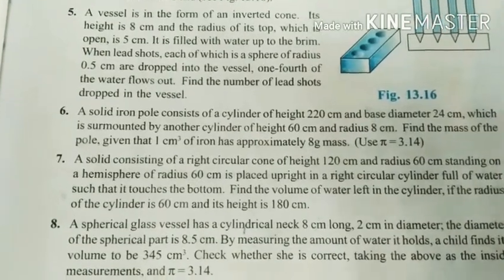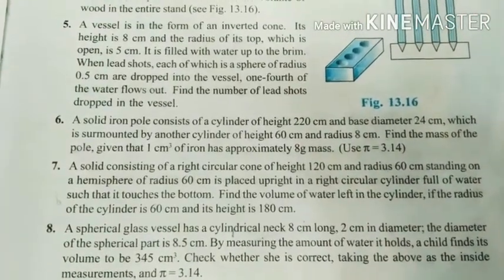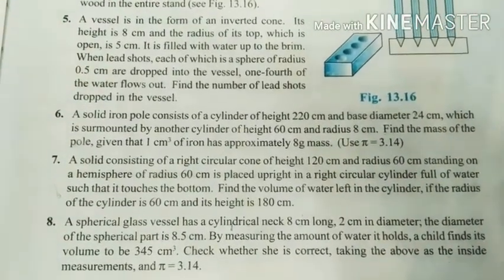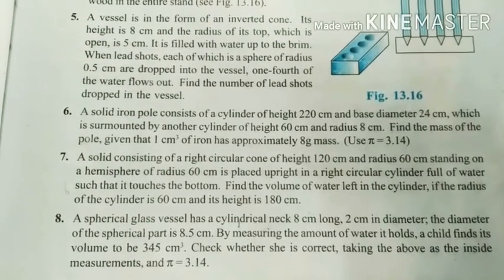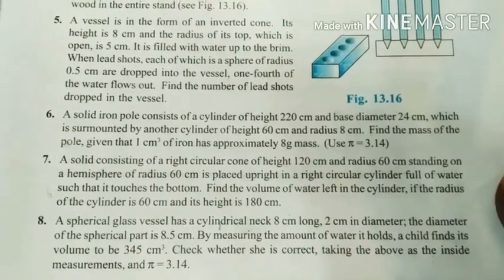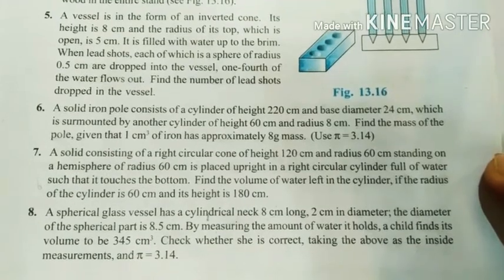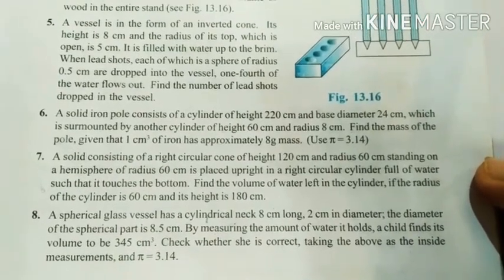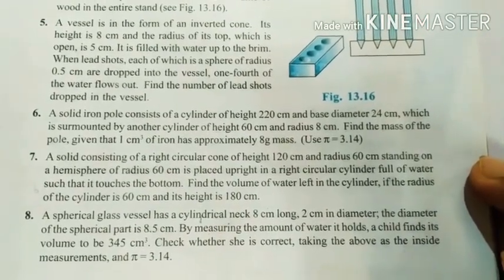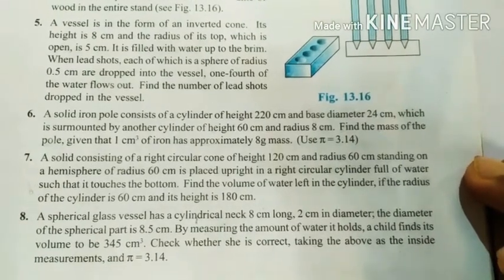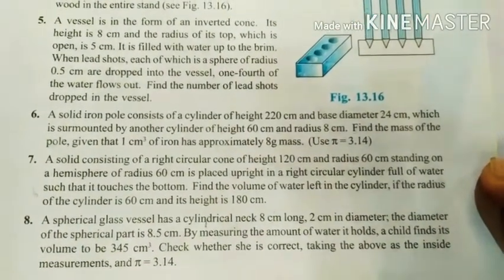Question number 6. A solid iron pole consists of a cylinder of height 220 cm and base diameter 24 cm, which is surmounted by another cylinder of height 60 cm and radius 8 cm. Find the mass of the pole given that 1 cm cube of iron has approximately 8 gram mass. Use pi equal to 3.14.